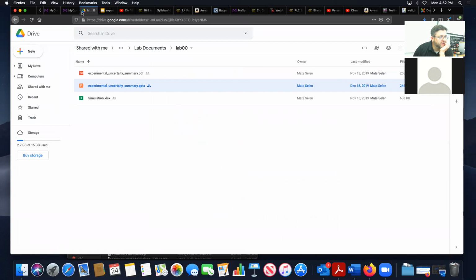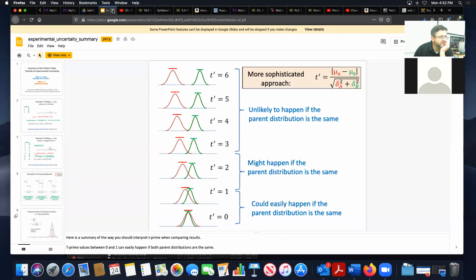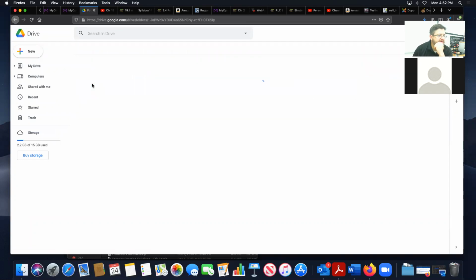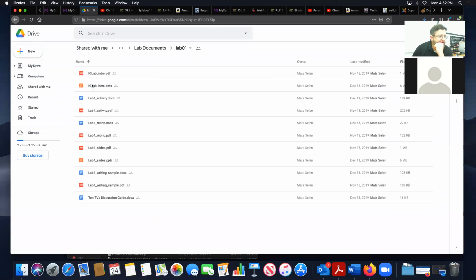What we will do, though, is we will do lab 1, which is an introduction. Here they've got a bunch of different stuff. You don't need to worry about that. What you want to do is go to the activity. It's not the experimental file, it's the activity file. So you can either open the document or the PDF.